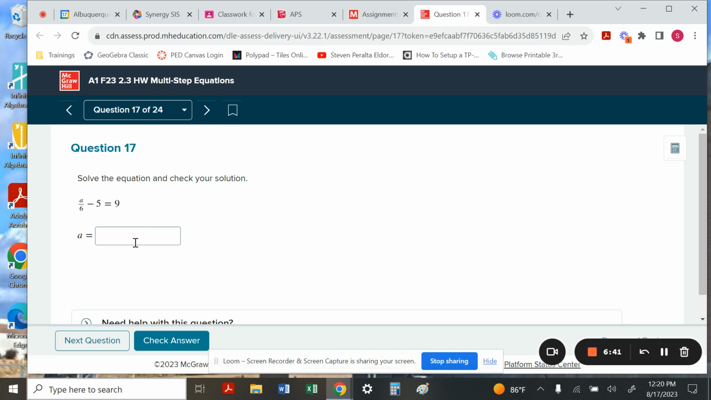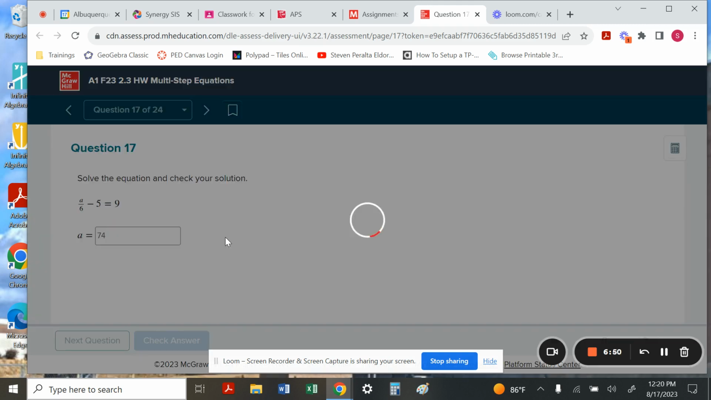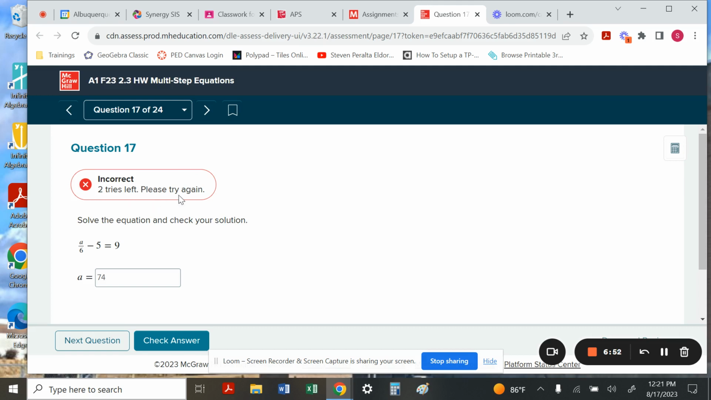And so we're going to go ahead and type in 84, but I'm going to type it in wrong. So I'm going to say, okay, well, I think it's 74. So I'm going to type in 74, hit check answer. You'll notice it says incorrect, and then I have 2 tries left.